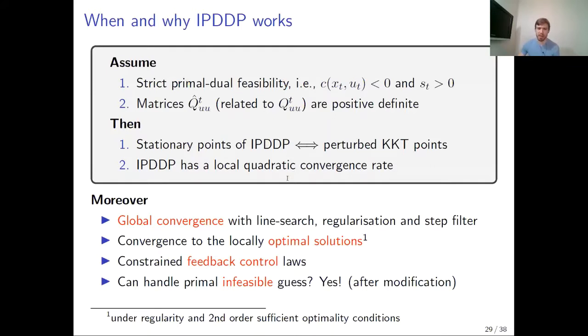Global convergence can be established with the help of line search, regularization, which is applied when QUU hat is not positive definite, and step filter. By decreasing the perturbation, we can finally converge to the locally optimal solutions under regularity and second-order sufficient optimality conditions. We also get feedback control laws almost for free by just resolving the parametric system. And we can handle the primal infeasible guess after appropriate modification. So we can relax the condition C being strictly less than 0.